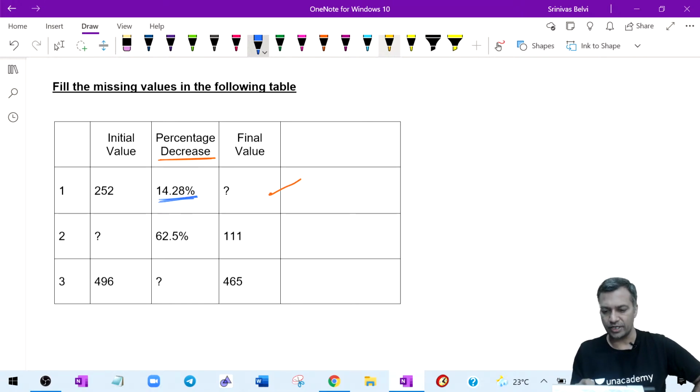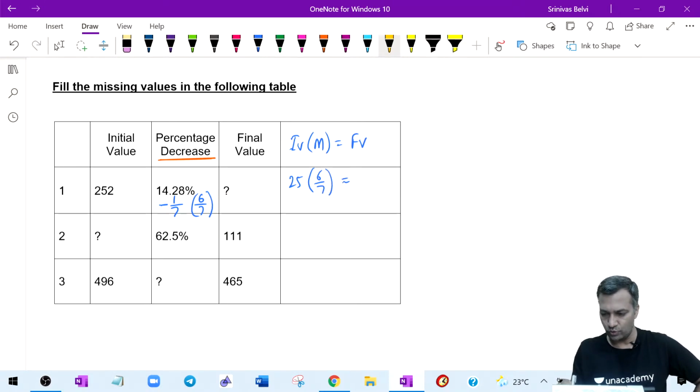Okay, 14.28%. What is 14.28%? Minus 1 by 7. Minus 1 by 7 implies that the multiplier is 6 by 7. So what do you write here? Initial value, always initial value, then multiplier, and then comes the final value. 252 times 6 by 7 gives me the final answer. 7 3 times 21, 7 6 times 42, therefore 36 into 6, which becomes 216. That is 6 cube technically, right?